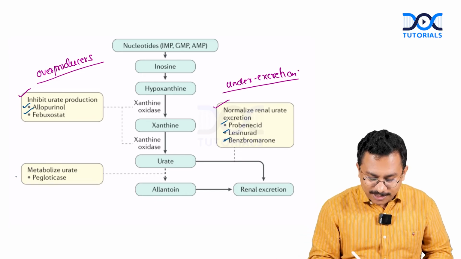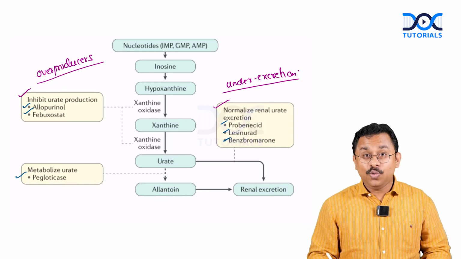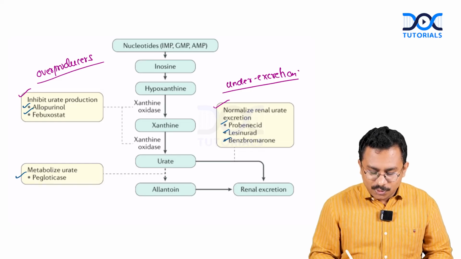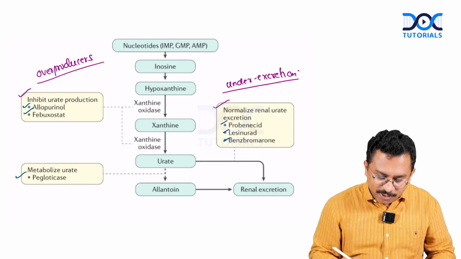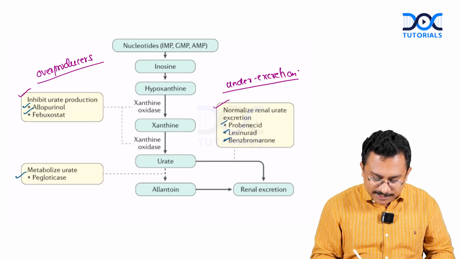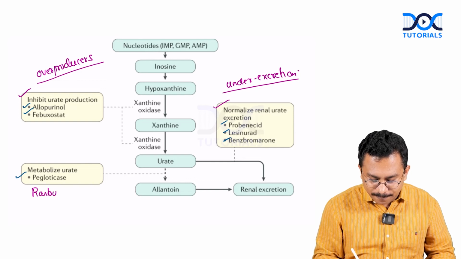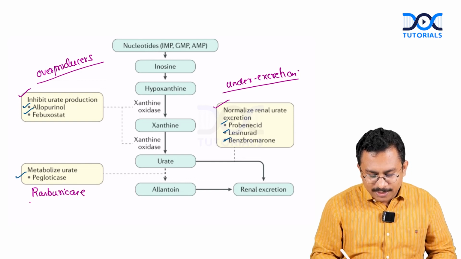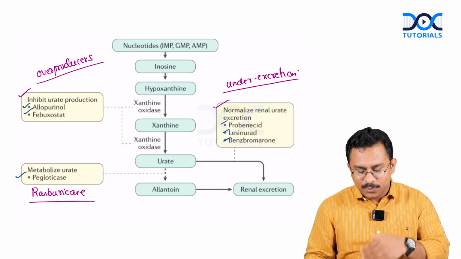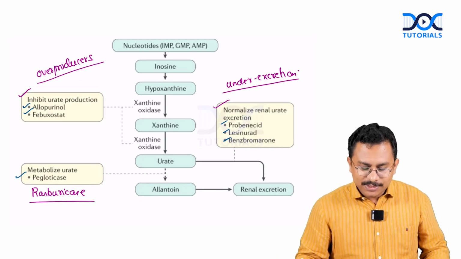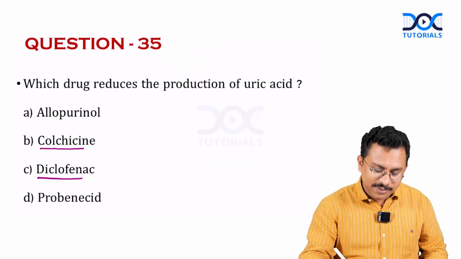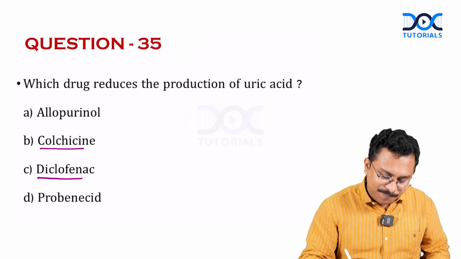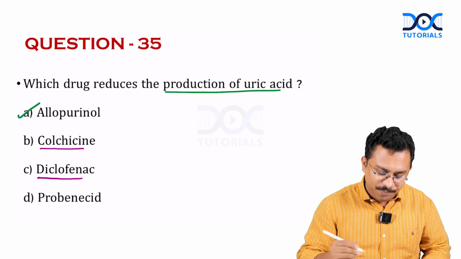And then you have got pegloticase, which is an urate oxidase, which will convert urate to allantoin. And there is another recombinant urate oxidase other than pegloticase, which is rasburicase. Again, similarly to pegloticase, it will convert urate to allantoin. So this is how the various drugs will be acting. And for this question, decreasing the production, the answer is allopurinol.